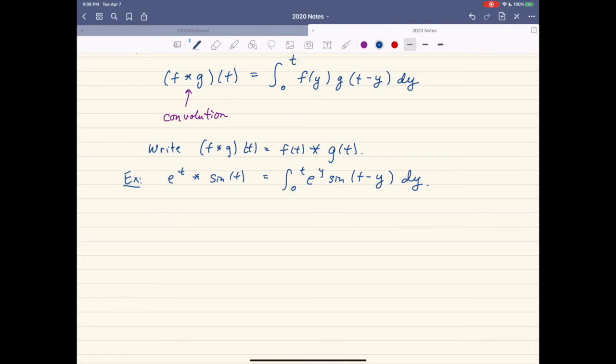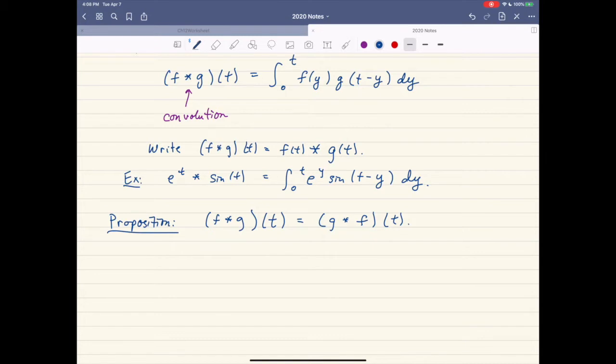So I want to talk about a few properties of the convolution, specifically in relation to differential equations. The first thing that I want to prove, so I'll call this a proposition, okay, it's too small to be a theorem, is that the convolution is commutative. What that means is that f convolved with g at t is the same as g convolved with f at t.